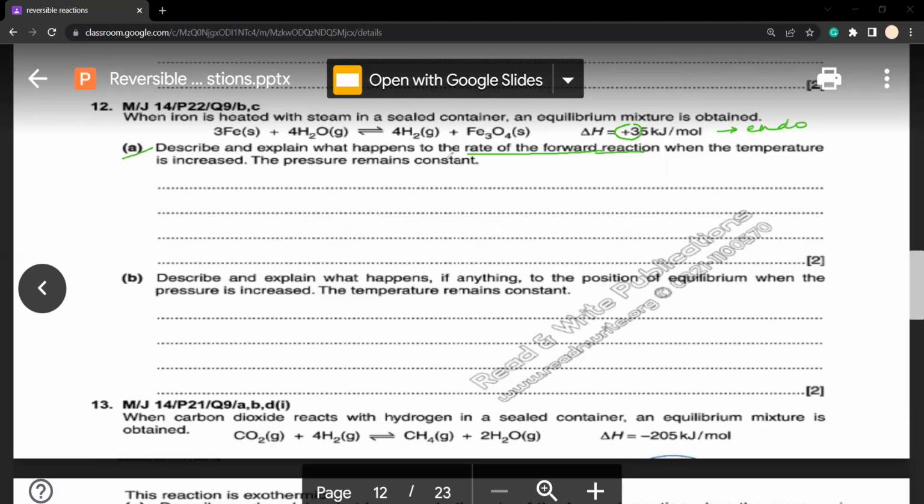But what are they doing? What are they asking here? They are asking about the rate of forward reaction. They are not asking about the position of the equilibrium. So what are the factors for the rate? How do you increase the rate of reaction?